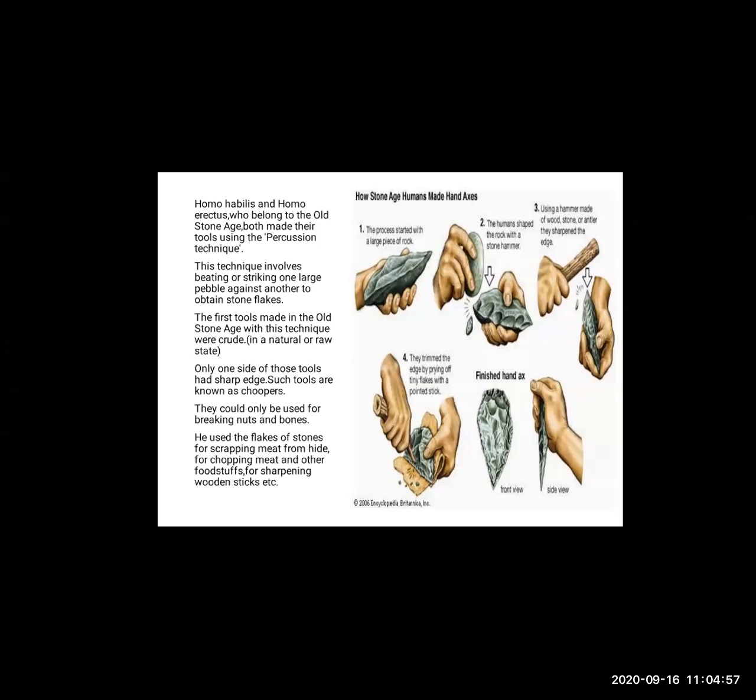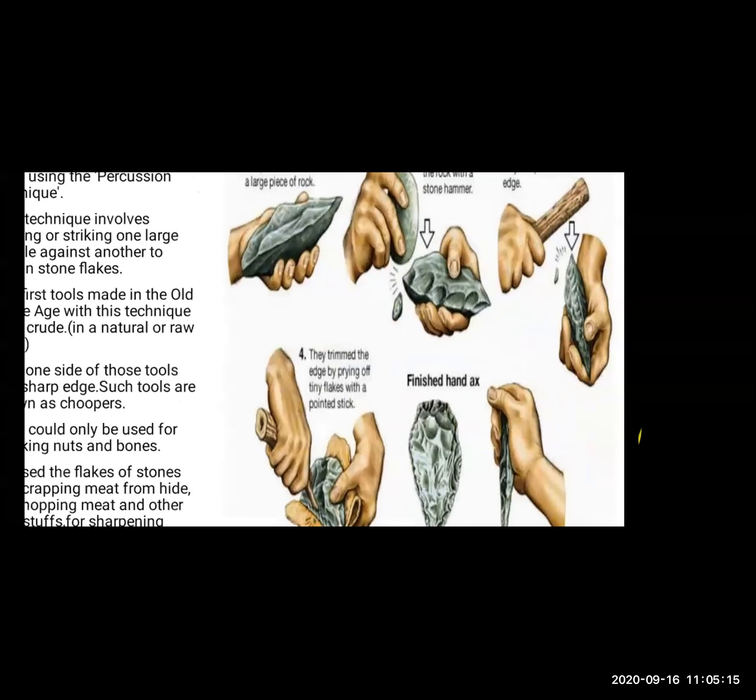Only one side of those tools had a sharp edge. Such tools are known as choppers. Okay. Now only one side of that tool has a sharp edge. If you can see the picture, the finished hand axe, the last picture, you can see how the edge is very sharpened.